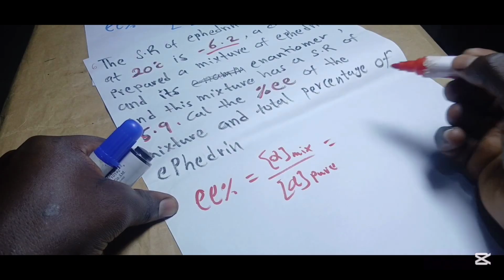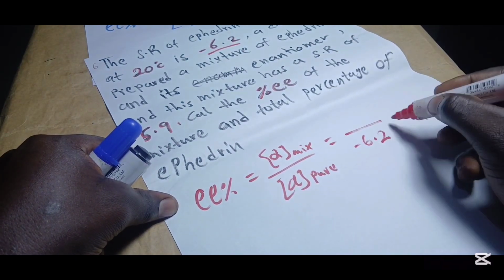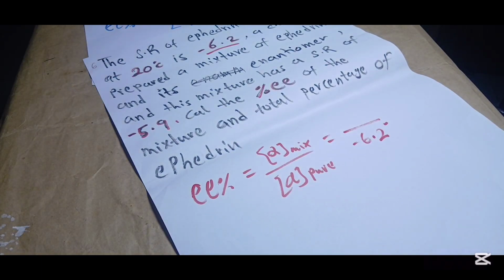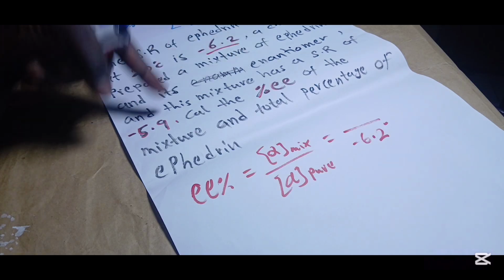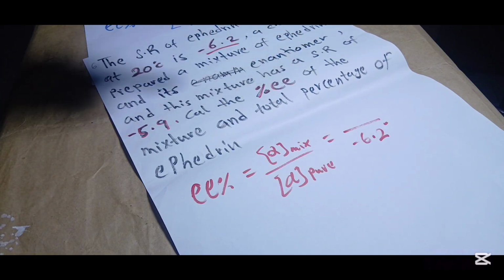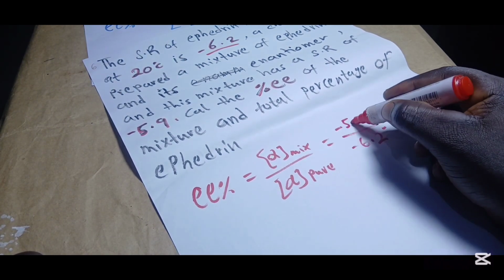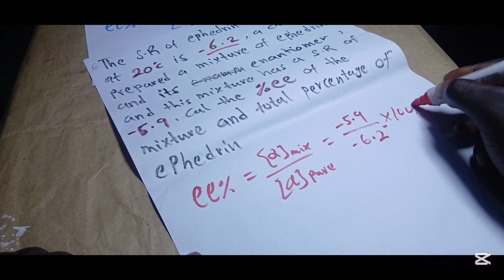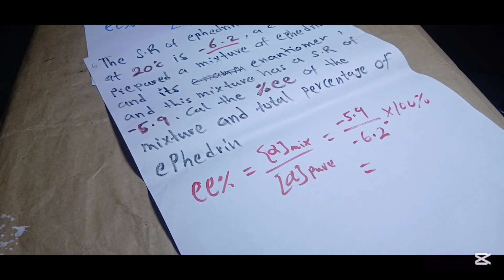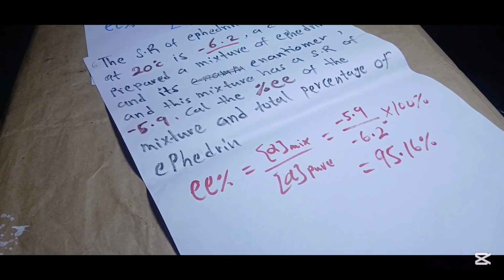So now we've gotten to know that the specific rotation of pure ephedrine is minus 6.2 degrees. A chemist prepared a mixture of ephedrine and its enantiomer, and this mixture has a specific rotation of minus 5.9. So the specific rotation of the mixture is minus 5.9. Evaluating this by 100% gives us 95.16%. We are not getting 100%.